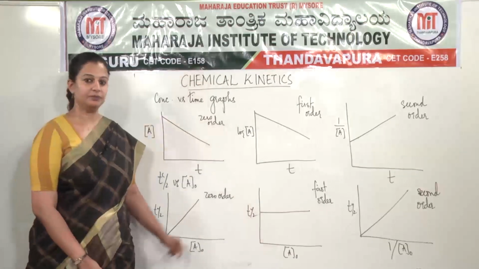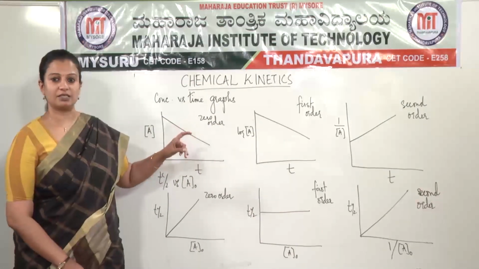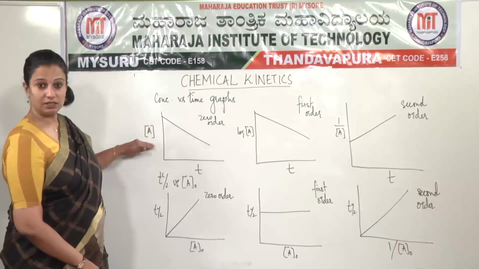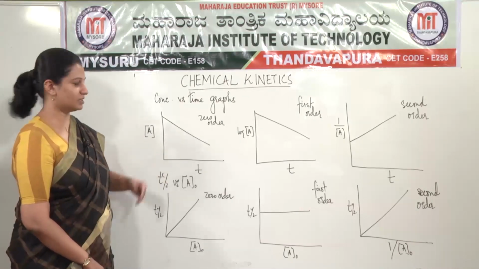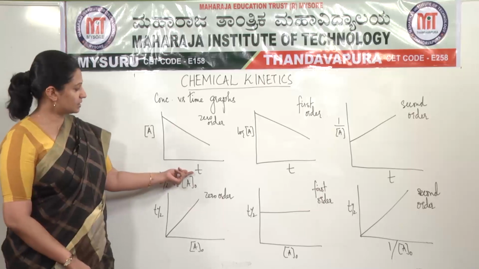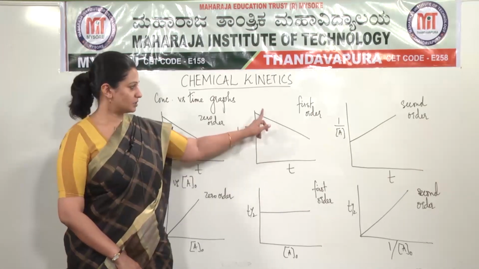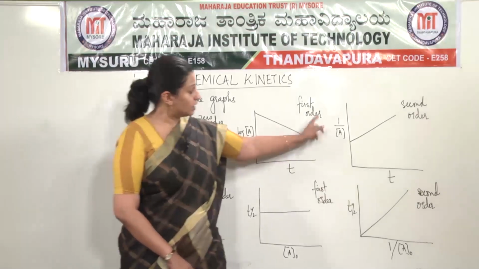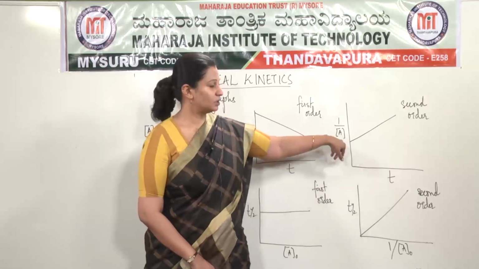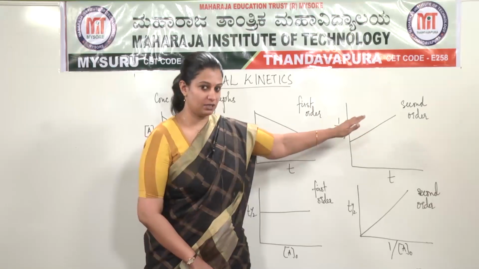So moving on, we have now the concentration versus time graphs. A is the concentration of your reactant, I will consider it as A. So A against time for a zero order will be this way, log A against time for a first order reaction will be in this way, 1 by A against time for second order will be a positive slope. So please remember these graphs.